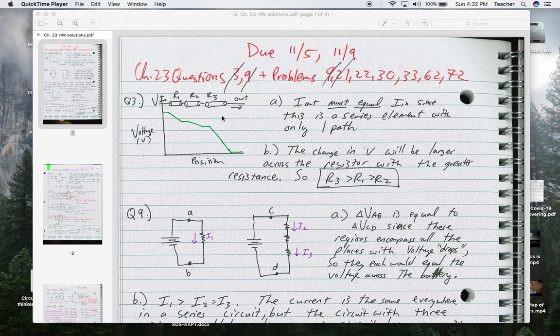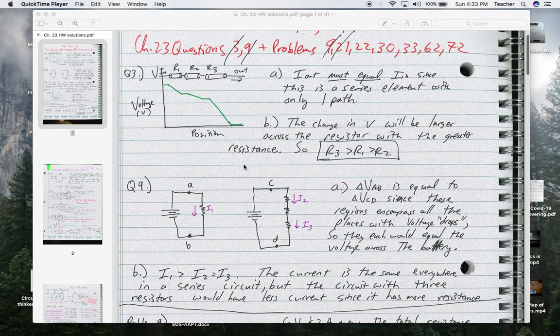And the question was which of them has the most current going through it, and which is the greatest resistance to lowest resistance. Well, the current has to be the same at all points because this is a series component. The current coming in over here has to go through R1, R2, R3, and then out. So it's the same everywhere, as is true in any series circuit.